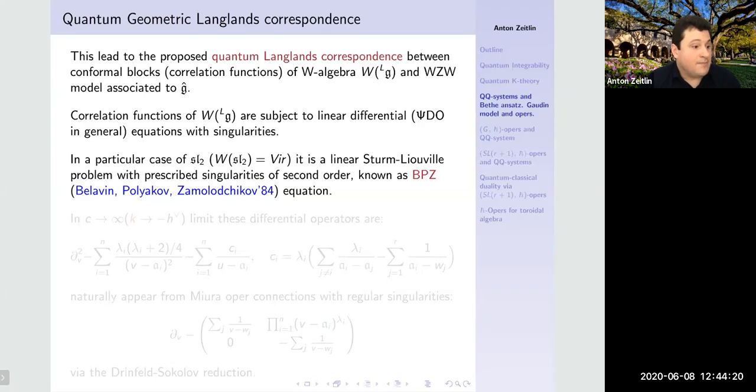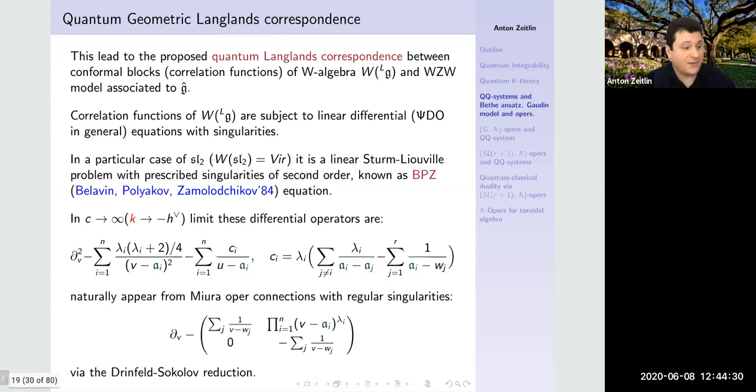So when you look at W algebra conformal blocks, in the particular case of SL2, where the W algebra is Virasoro, you have what is known as BPZ equations, which in the limit I discussed, when the central charge goes to minus the dual Coxeter number, lead to the following second order differential operator with singularities.